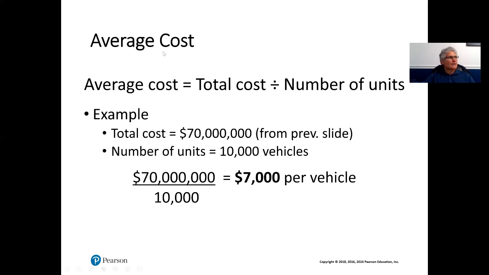Average cost is going to be an important concept. Average cost is computed by taking the total cost and dividing it by the number of units produced. So using our previous example, our total cost was $70 million. We're going to divide that by 10,000 vehicles, 10,000 units. That means that our cost per unit, or our average cost per unit, is $7,000 per vehicle.